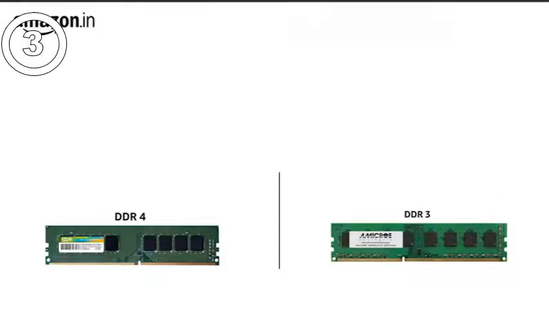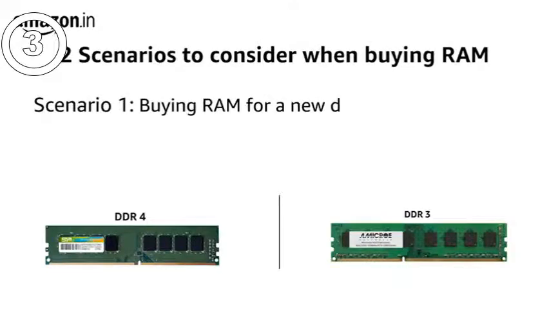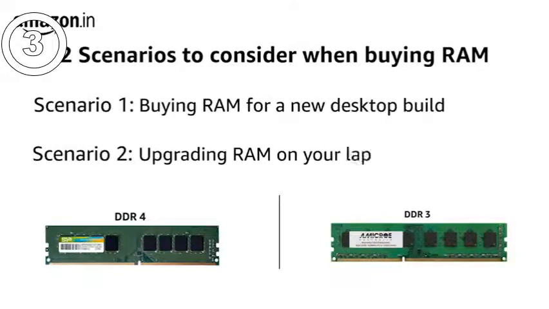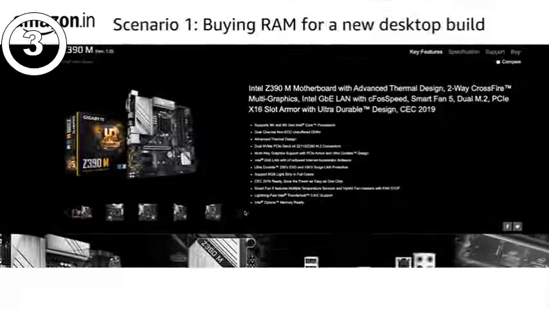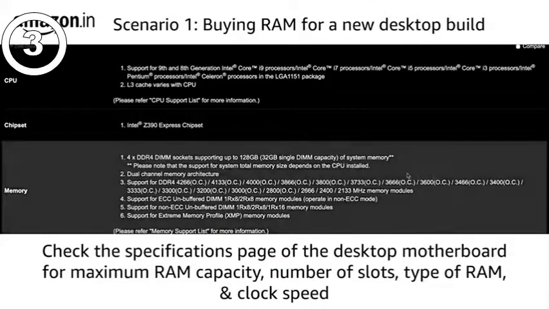Let's break up your RAM buying decision into two scenarios. Scenario 1, buying RAM for a new desktop build. Scenario 2, upgrading RAM on your desktop or laptop. If you are setting up a new desktop, you will be able to gather these three key inputs: maximum capacity and slots, type of RAM, and highest clock speeds from the motherboard specification sheet. You go ahead and buy compatible RAM for your new desktop based on this.